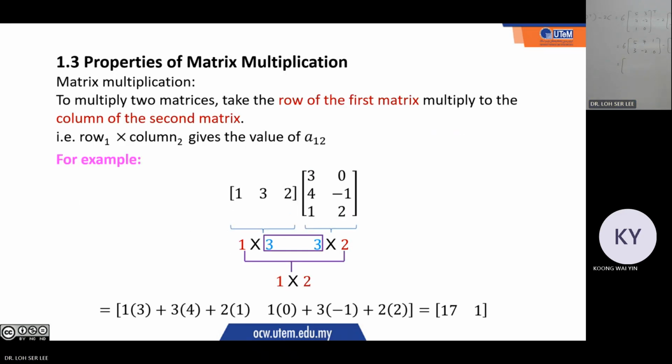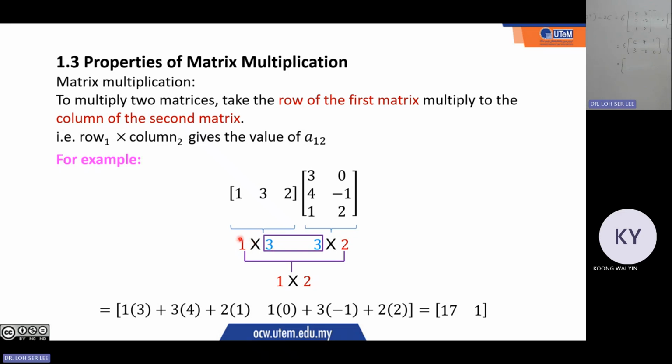I give you one example. The first matrix, you list down the order. The order is 1 by 3. And the second matrix has an order of 3 by 2. The first matrix has an order of 1 by 3, and the second matrix has an order of 3 by 2. So the two nearer values must be the same.